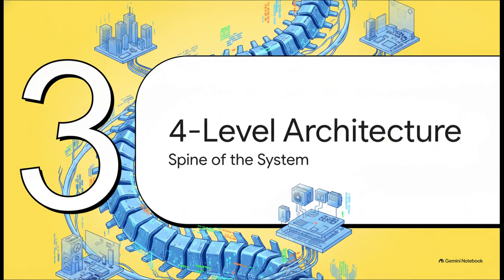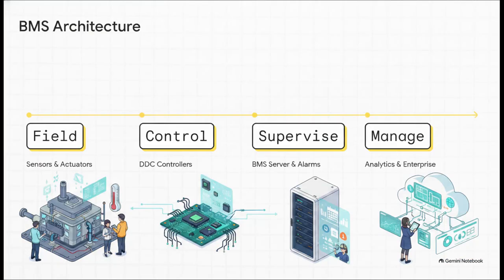Section 3, the 4-level architecture, the spine of the system. Let's walk right up the spine of the building. Down at the very bottom, we have the field level. This is the physical world, right? Sensors measuring actual air temperature, actuators turning real physical valves. That raw data travels up to the control level. This is where programmable DDC controllers process the inputs and make fast, local decisions. From there, the data flows up into the supervisory level, your main BMS server. This is where a human operator is actually looking at graphics, checking alarms, and tweaking schedules. And finally, at the very top, is the management or integration level, where we pull all that data into advanced analytics, generate energy reports, and tie it into enterprise cloud platforms.